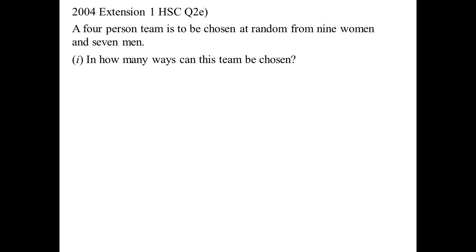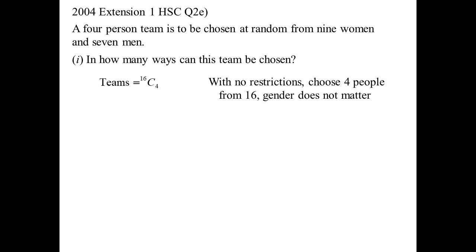Let's look at an actual HSC one, albeit quite old. A 4-person team is being chosen at random from 9 women, 7 men. How many ways can we choose this team? Well, again, the 9 women, 7 men doesn't matter. We've got 16 people. 16C4, 1,820.